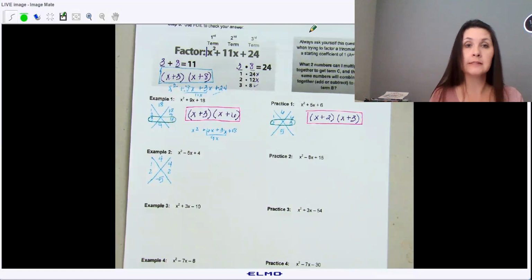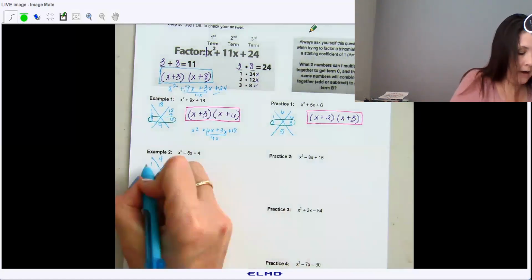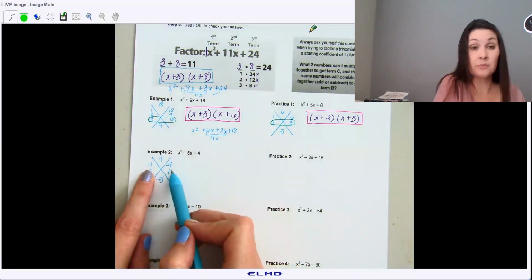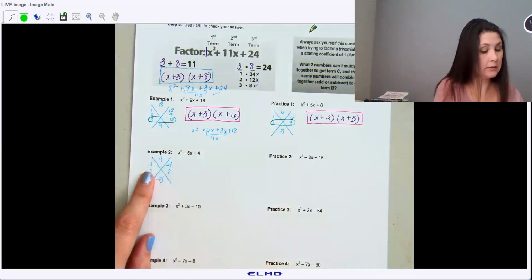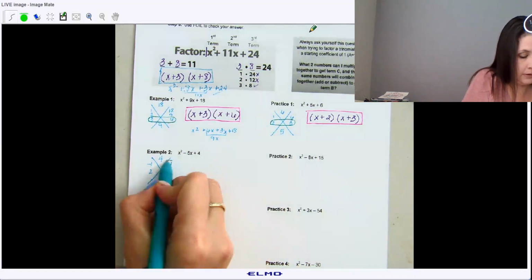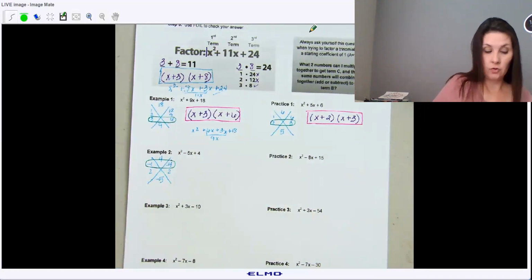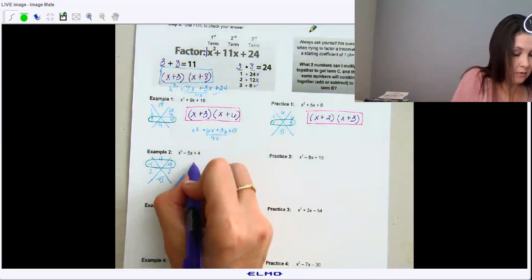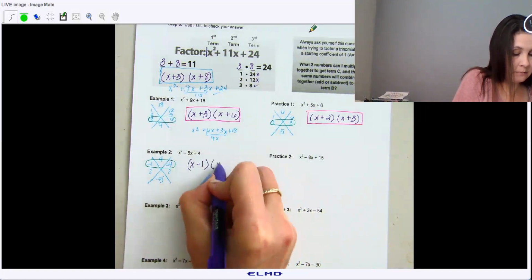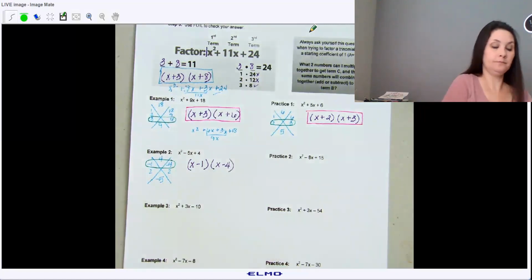Well, a negative 1 plus a negative 4 gives me a negative 5. And negative 1 times a negative 4 gives me a positive because a negative times a negative is positive. So I know that in this case, both of my numbers will be negative, both of my factors. Okay, so then I will write this as x minus 1 times x minus 4. Okay, and again, I'm going to use FOIL to check this.